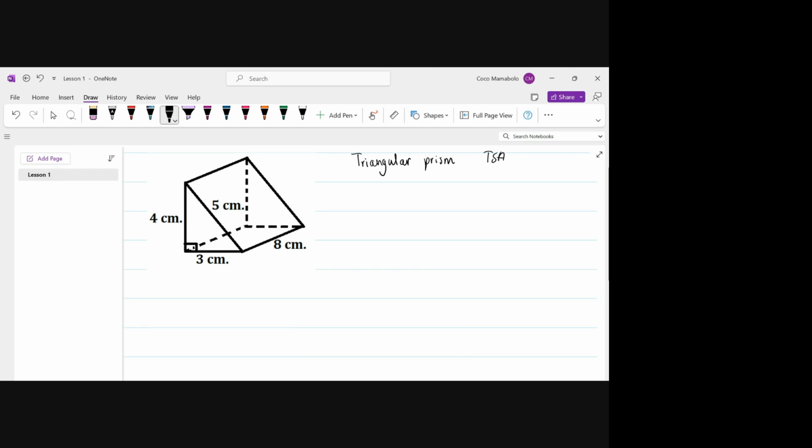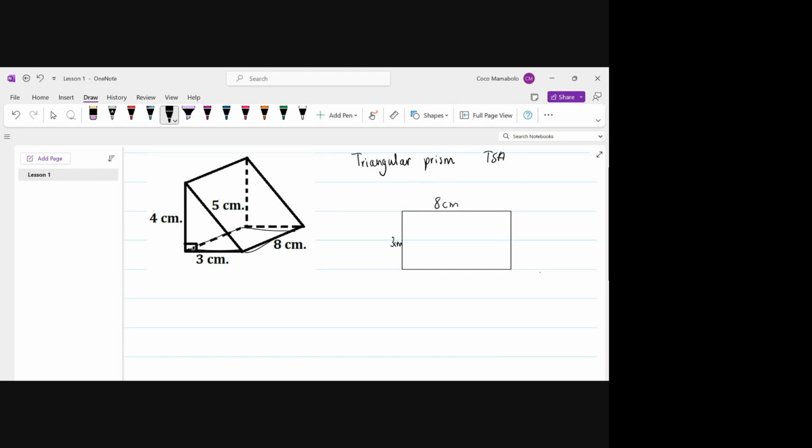Okay, first thing we're going to note is that there's a rectangle at the very bottom, right? So I'm going to draw the bottom rectangle like that. There it is. I can tell that the dimensions of this rectangle, the long side is 8 centimeters, and this side over here is 3 centimeters.